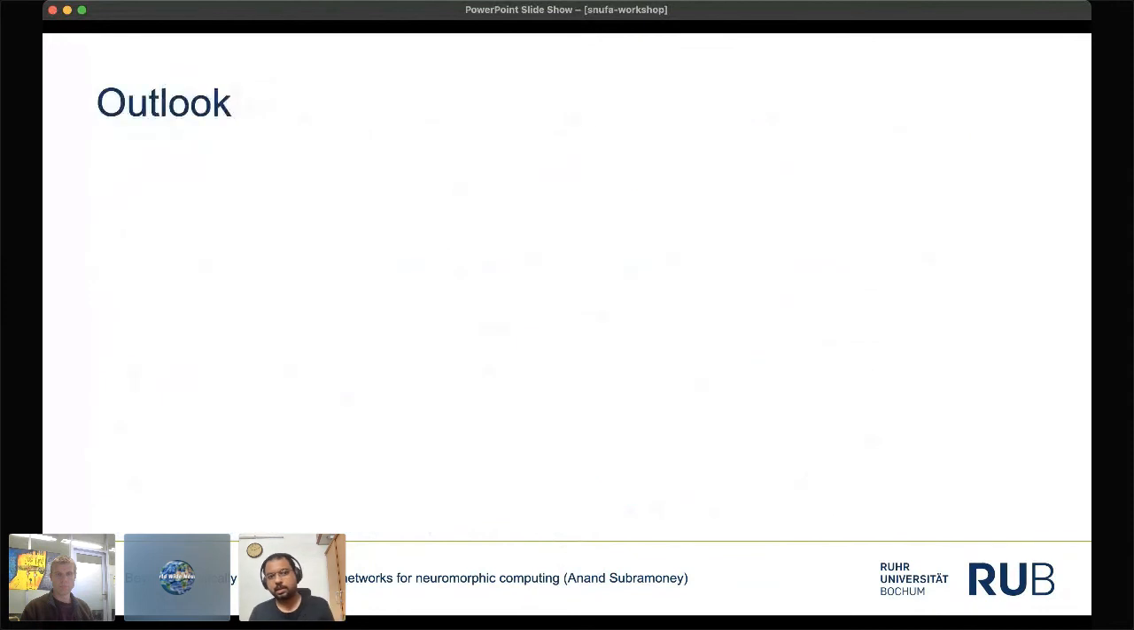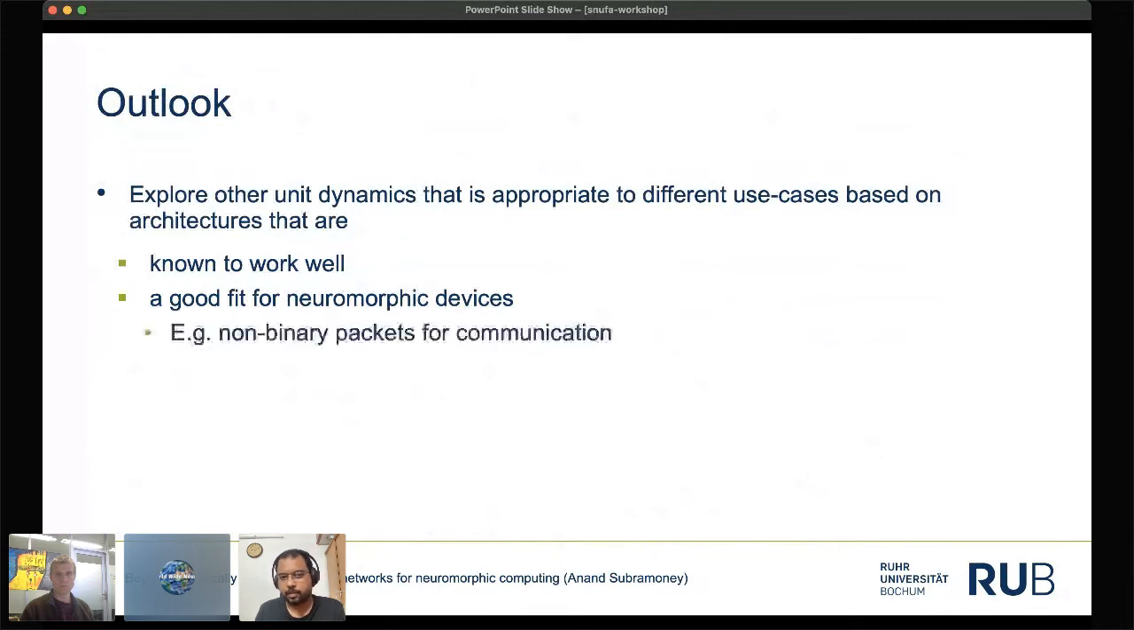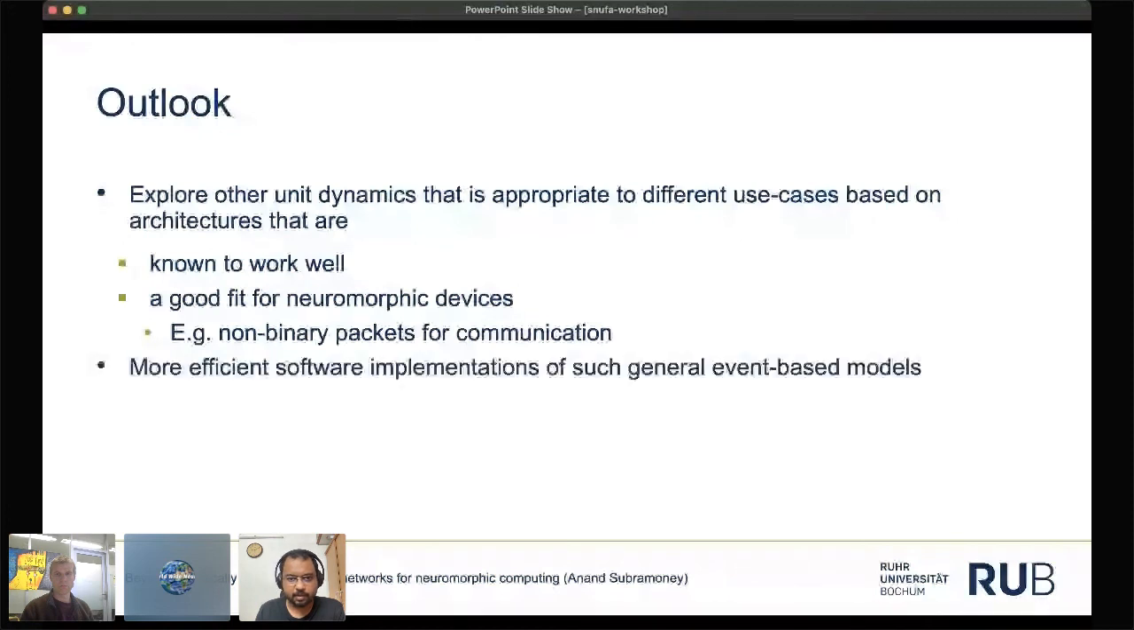So very quickly, the outlook for this is we also plan to explore other unit dynamics that are appropriate to different use cases, based on the architectures that are known to work well, but also a good fit for specific neuromorphic devices, based on the features that the neuromorphic devices offer. So for example, you could have non-binary packets for communication. You could also have more efficient software implementations of these general event-based models that are efficient on CPUs and GPUs and conventional hardware to some extent.